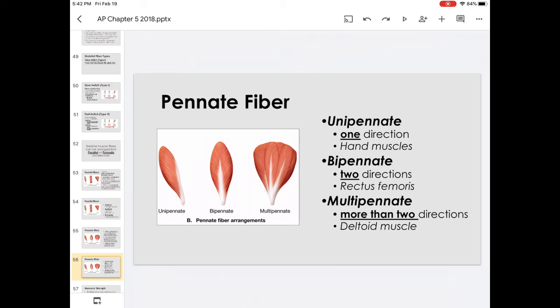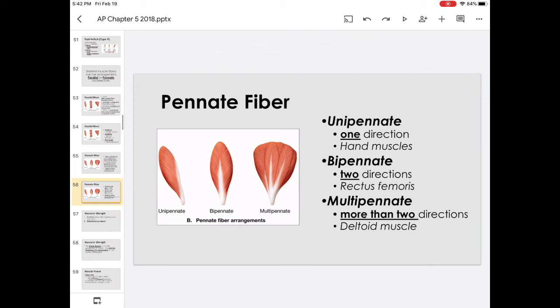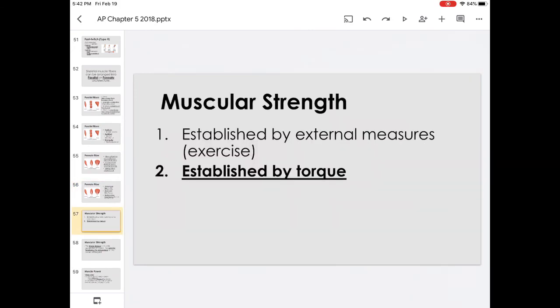The rectus femoris is just the superior anterior part of your thigh. So the top front part of your thigh. And then you have your multipennate, which is more than two directions that the fibers are aligned in. And this is your deltoid muscle, which is in your shoulder. An example of that would be your deltoid muscle.